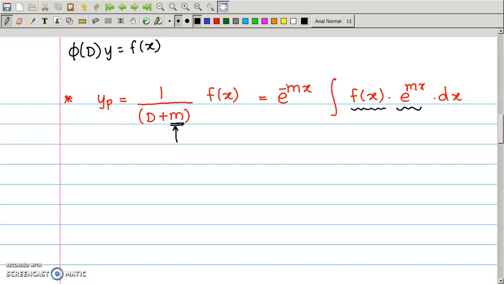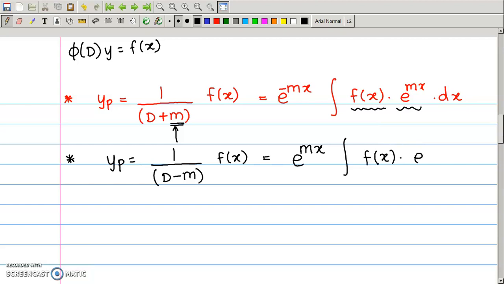So we just check, if it is minus outside the sign of integral, we change the sign of the exponential function inside the sign of integral into dx. That's it. So we can consider, if our auxiliary equation is d minus m operated on f of x, then we start with e raised to plus mx outside the sign of integral, integration of f of x into e raised to minus mx, take this integration with respect to x.